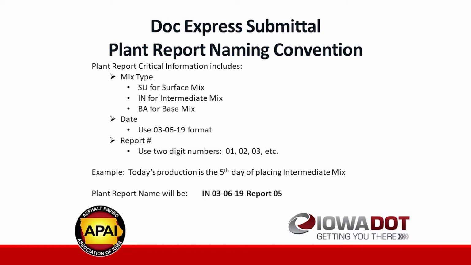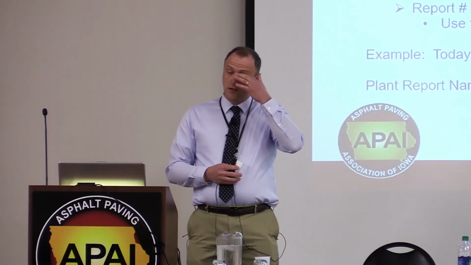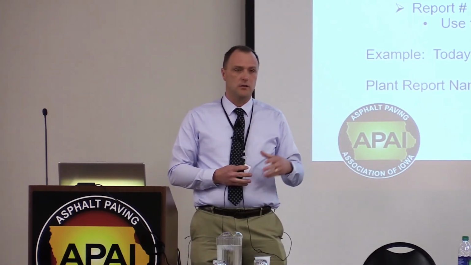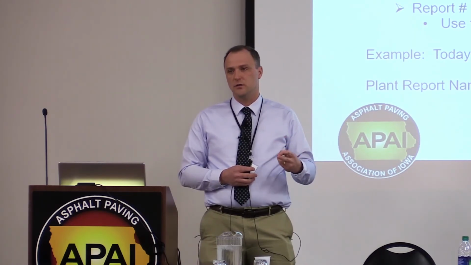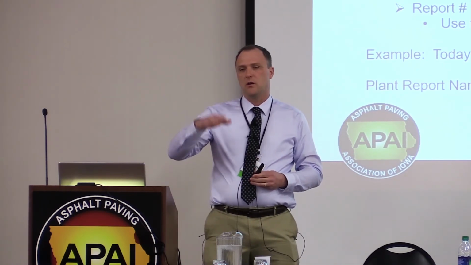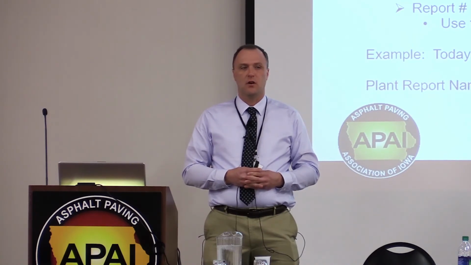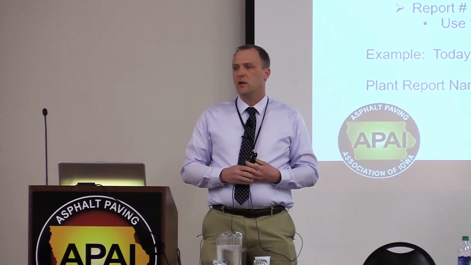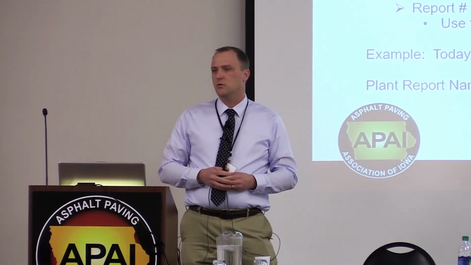As an example, say today's what we talked about with this project, maybe this was the 5th day of placement, and it is the intermediate course. So we use IN for intermediate, it's today's date, and then it's report 05. It is important to use 2-digit for the numbering. Instead of 1, 2, 3, use 01, 02, 03. Because once we get all these reports into DocExpress, if there are issues and maybe something doesn't get published, maybe something is still being worked on, we can then sort it according to A to Z.